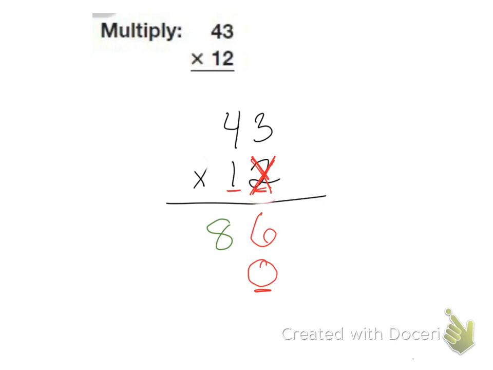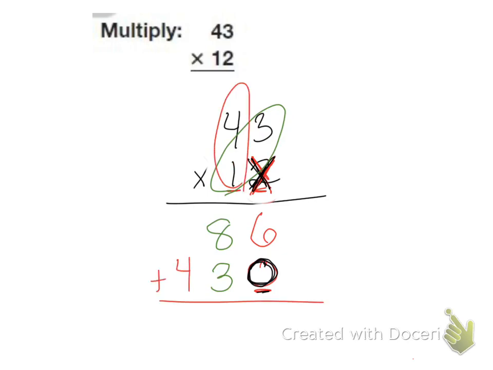Okay, so I like to call this give me an X, give me an O. And it just helps me remember to put this 0 in to hold the place value. Okay, now we multiply by the 1. 1 times 3 is 3, and 1 times 4 is 4. Now I can add these together. 6 plus 0 is 6. 8 plus 3 is 11. Carry the 1. 1 plus 4 is 5. Okay, so my answer is 516.